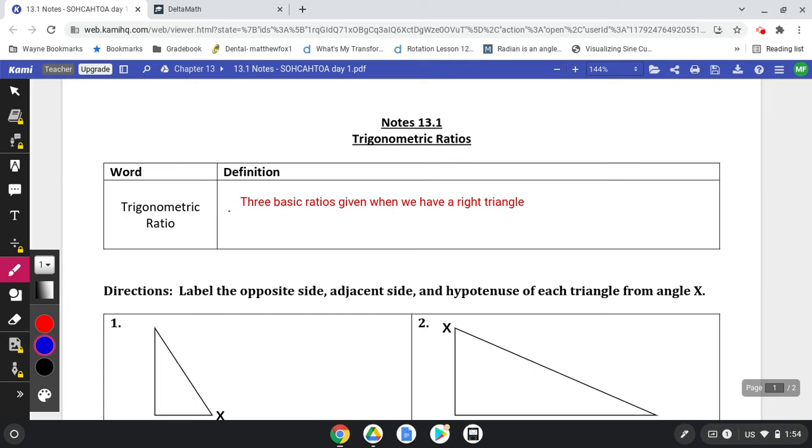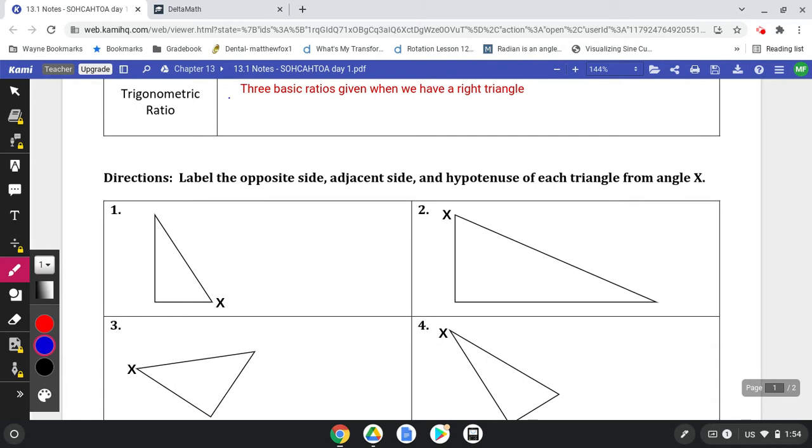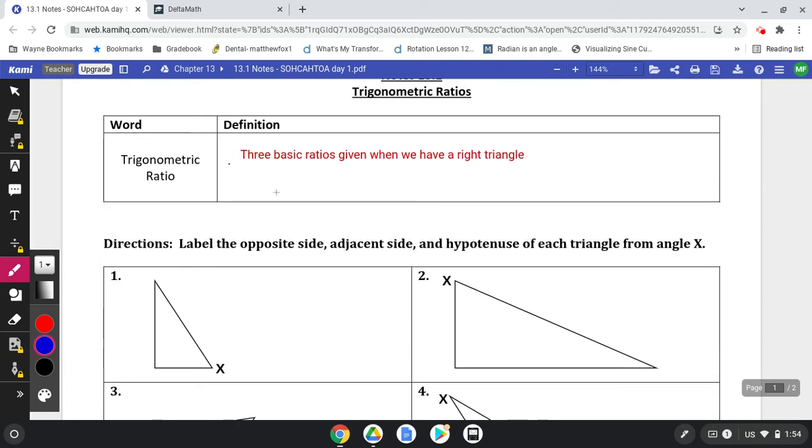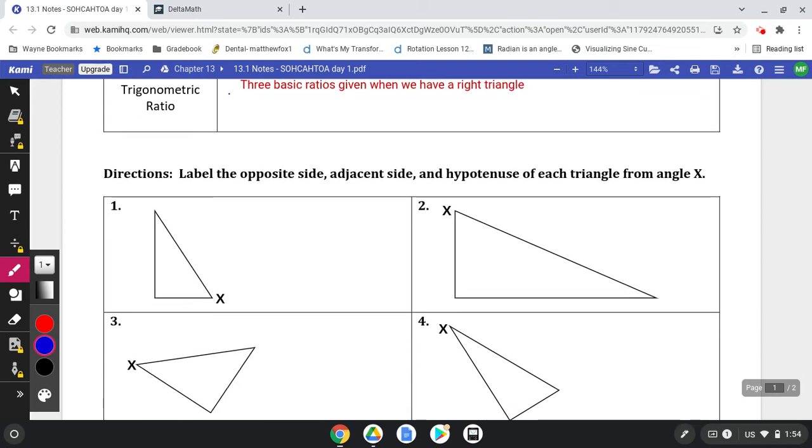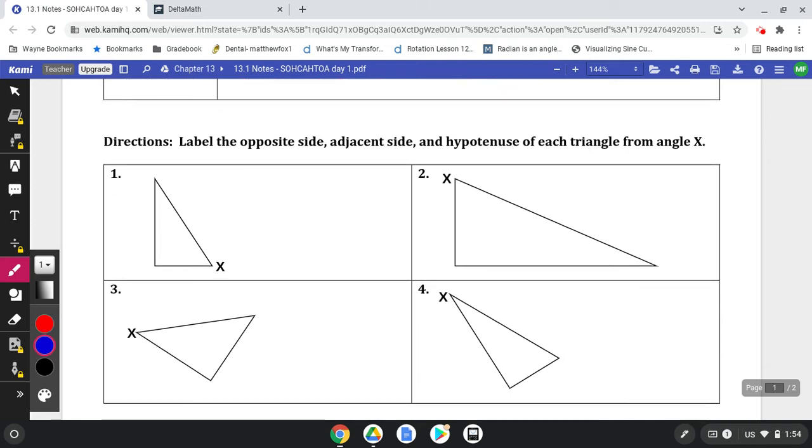Now, when we have a right triangle, we're going to start by practicing labeling. There's three sides, and they each have a different name. One we will call the opposite side, one the adjacent side, one the hypotenuse. And once we figure out how to label these sides, we'll move into what the ratios are. Notice for each of these triangles, it's from the angle x. So look where the x is. It's at a different spot on each of these.